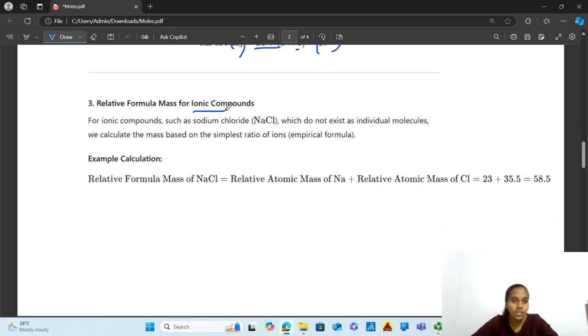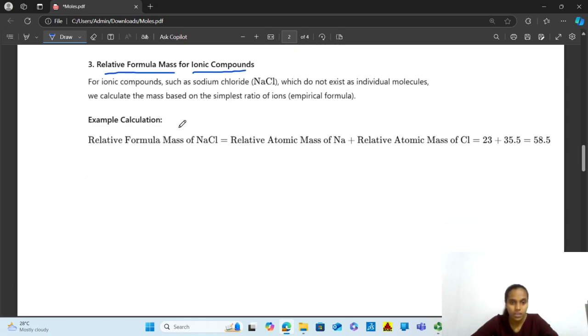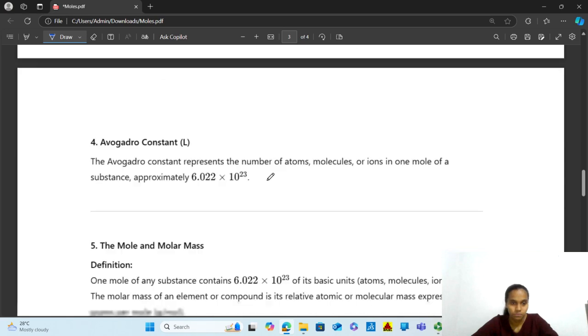For ionic compounds also we can get the same value for relative molecular mass. We can take an ionic compound like sodium chloride. We have to add the relative atomic mass of sodium plus the relative atomic mass of chlorine. So we can get the sum of these values and finally we will get 58.5 as the answer, right?